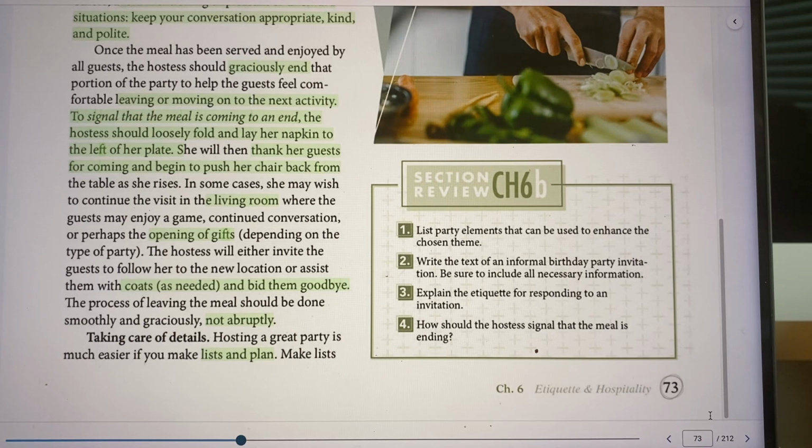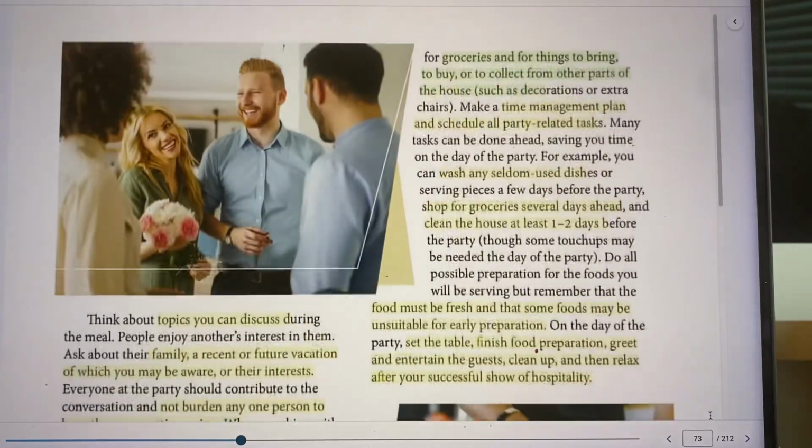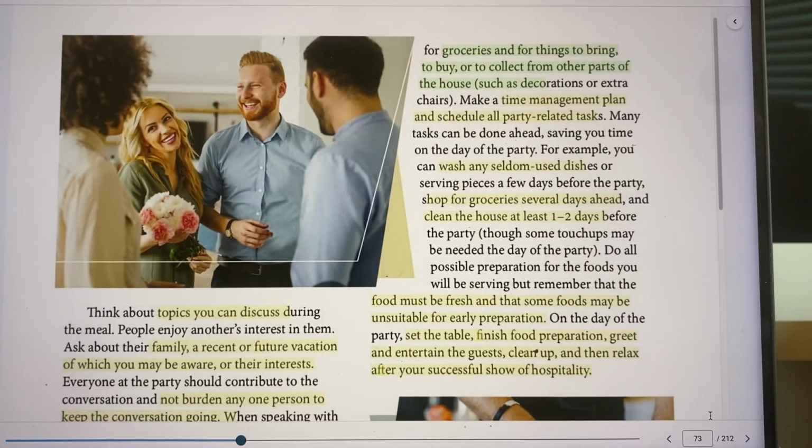Taking care of details. Hosting a great party is much easier if you make lists and plan ahead. Plan for groceries and things to bring or buy. Collect from other parts of the house the decorations you may need, or chairs. If you need more chairs, make sure you have enough chairs. Make a time management plan and schedule all the party-related tasks: what you're going to do at the party and where you're going to do it.